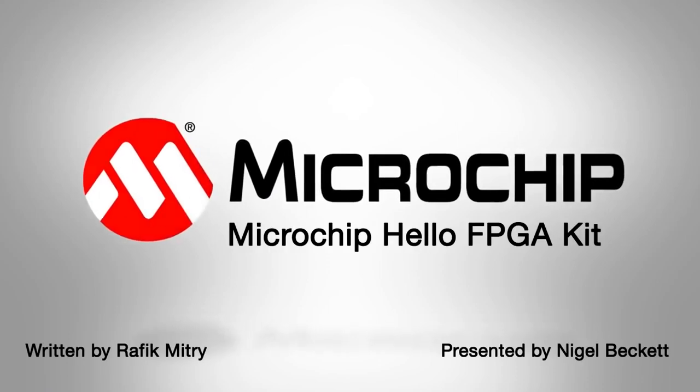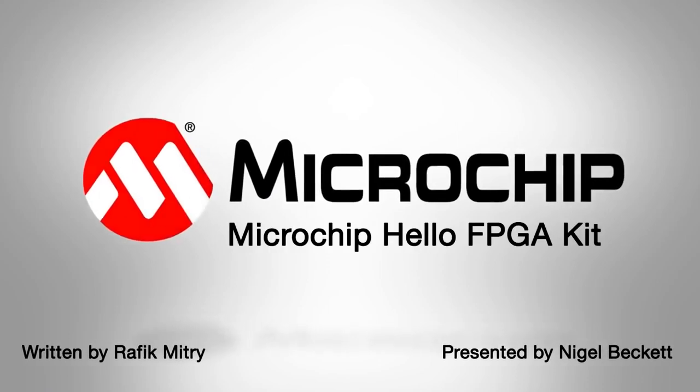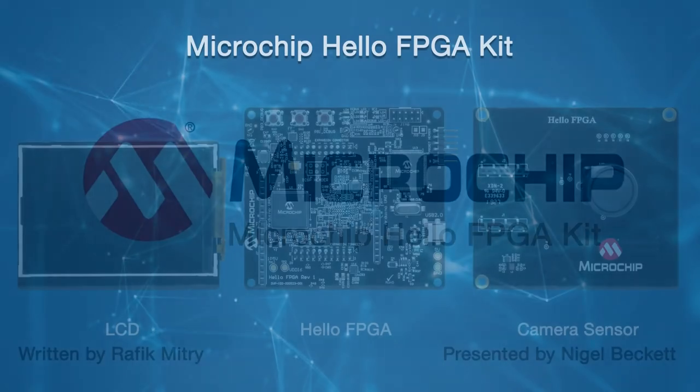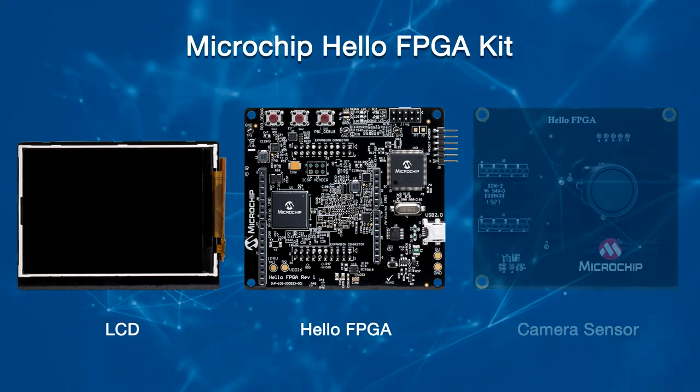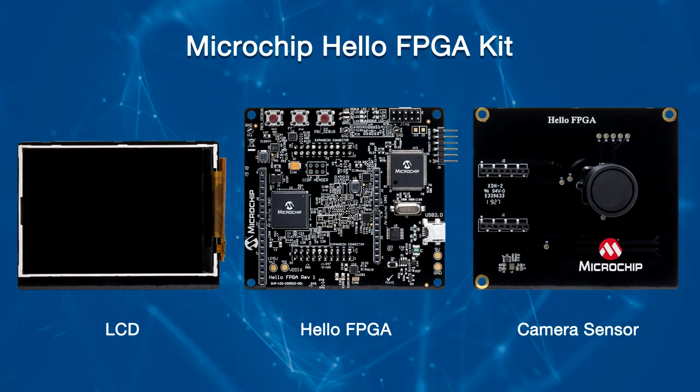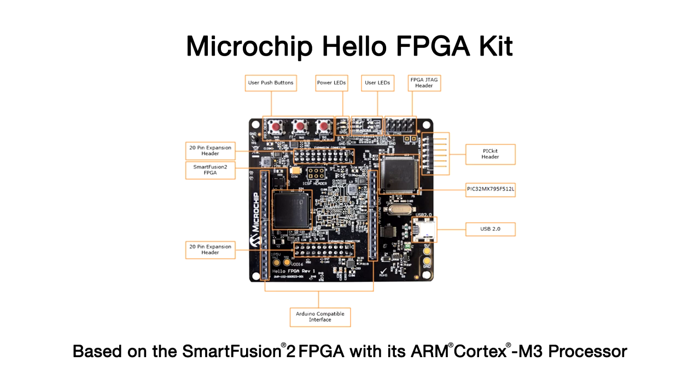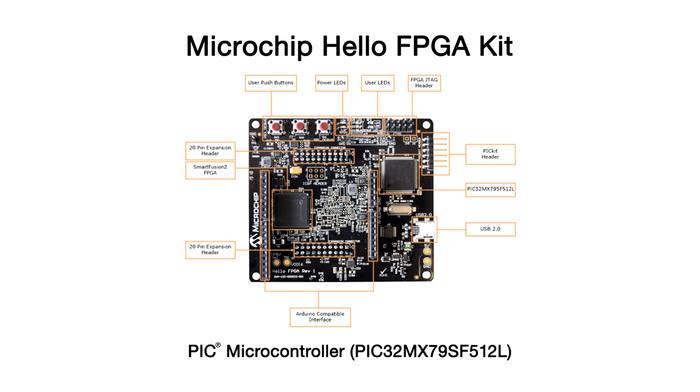Today, I'm going to show you how to get the new Microchip Hello FPGA board up and running quickly and easily. The kit consists of an LCD screen, the Hello FPGA board, and a camera sensor board. The Hello FPGA board is based on the Smart Fusion 2 FPGA with its ARM Cortex M3 processor. The board includes the PIC32 microcontroller that is used to program the Smart Fusion 2 system-on-chip FPGA, monitor power, and general purpose functions. The kit also includes an Arduino interface for more prototyping capabilities.